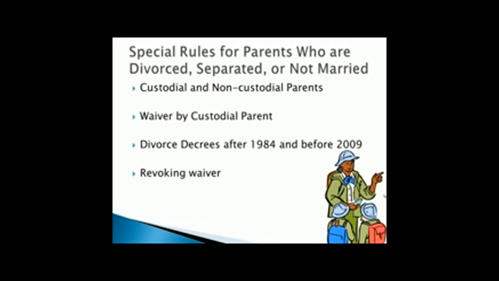Special rules for parents who are divorced, separated, or not married. Custodial and non-custodial parents. The custodial parent is usually the parent the child lives with most. A waiver can be signed by the custodial parent, allowing the non-custodial parent to claim the child. If they were divorced between 1985 and 2009, in the divorce decree it will state who gets to claim the child and what years they get to claim the child. And the custodial parent can revoke that waiver for every year but the year it was signed.